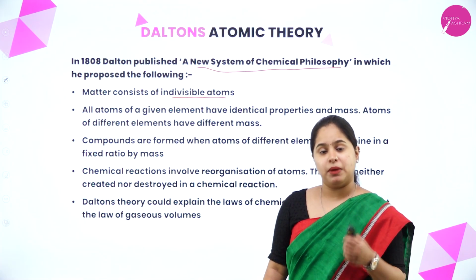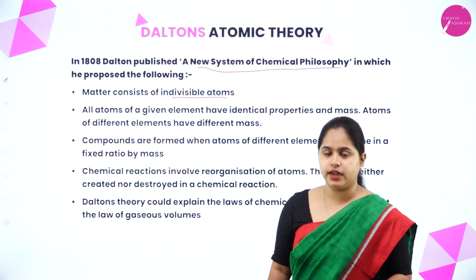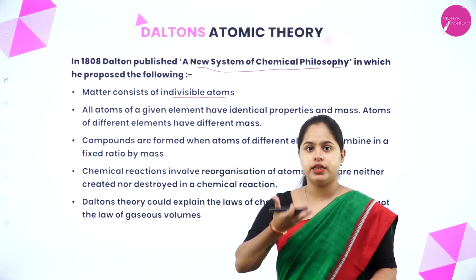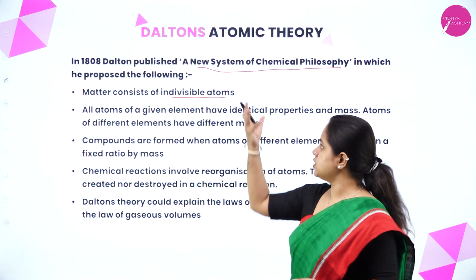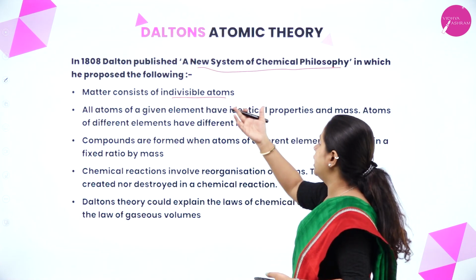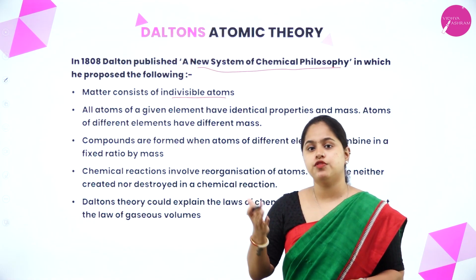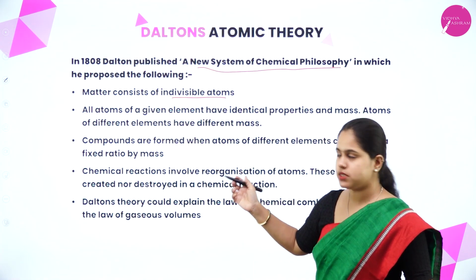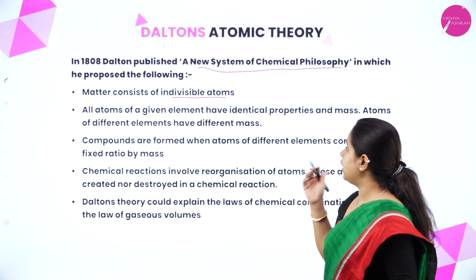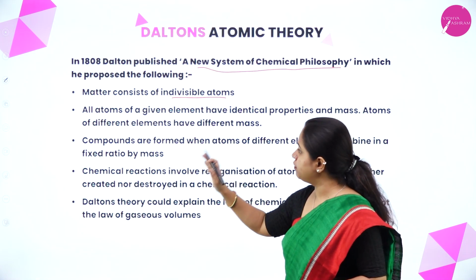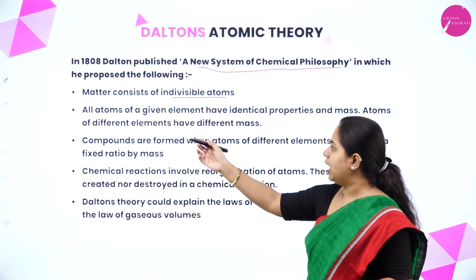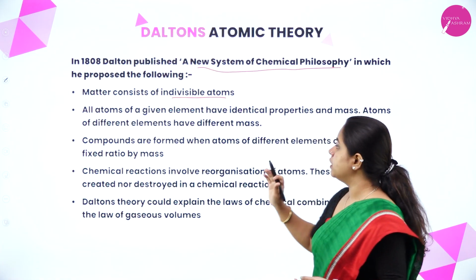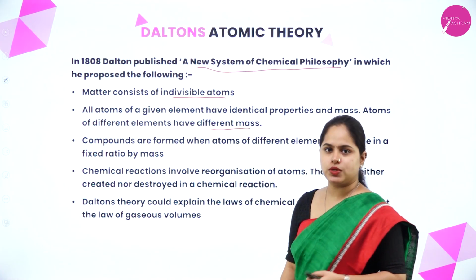As of now, we know that matter is made up of atoms which are divisible, right? There are subatomic particles: electrons, protons and neutrons. So this is actually not applicable in the current scenario, but these were the postulates made by Dalton in his atomic theory. So you can see that some of these postulates were wrong. The second postulate: all atoms of a given element have identical properties and mass, and atoms of different elements have different mass.